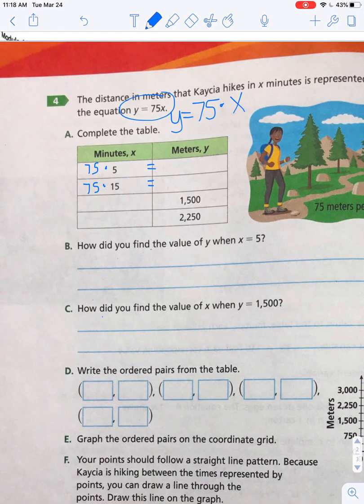When they give us the y value, I have to solve it a little bit differently. So I know that my y is 1,500, and that's 75 times something. Let's solve that. Okay, the opposite of multiply is divide. Sorry, whatever I do to one side, I do to the other side. Those cancel, and then I'm going to get out my calculator, do 1,500 divided by 75. And that answer goes right there.